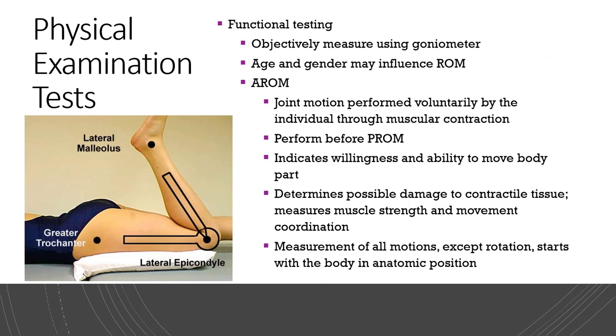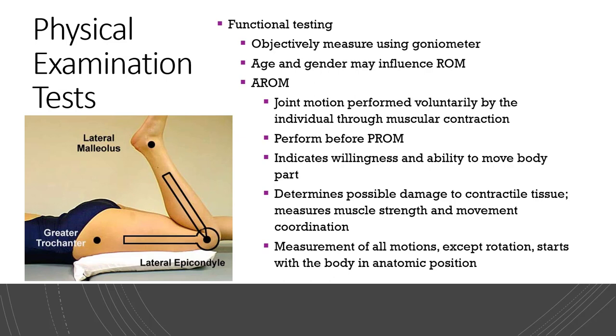During the physical examination tests, we can do functional testing. This objectively measures the body using a goniometer. A goniometer is a protractor with two rigid arms that intersect at a hinged joint. This is used to measure both the joint position and the available joint motion. The arms of the goniometer measure from 0 to 180 degrees of motion, or 0 to 360 degrees of motion.